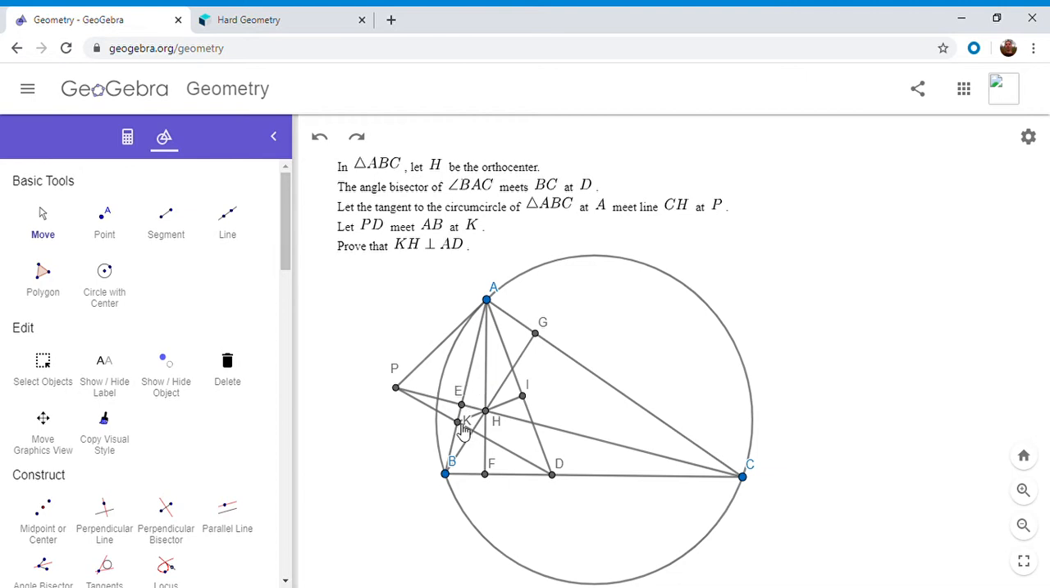That would mean that angle KHE would have to equal angle IAE, which is half of angle A, since AD is an angle bisector. So basically we want to show that KHE is half of angle A. So how do we do that?